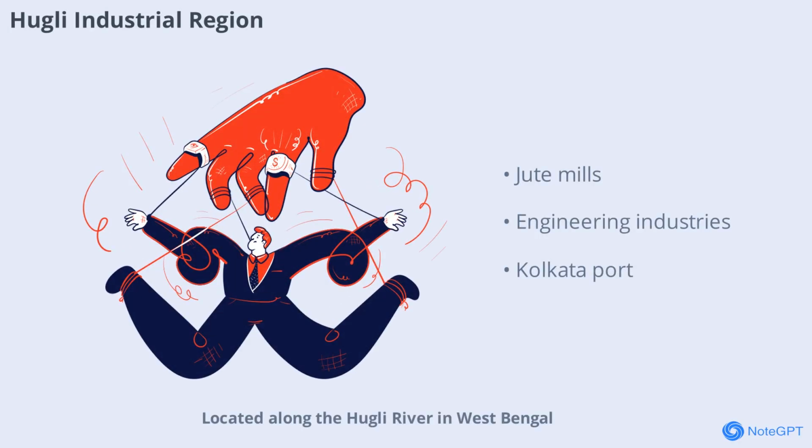Located along the Hugli River in West Bengal, this region is famous for its jute mills, engineering, and chemical industries. The proximity to Kolkata port and availability of raw materials have contributed to its growth as a major industrial hub.